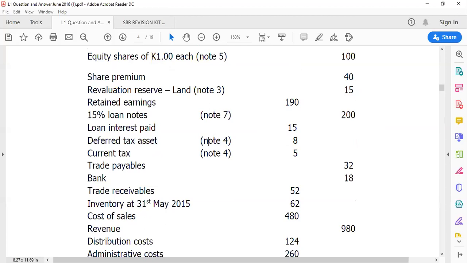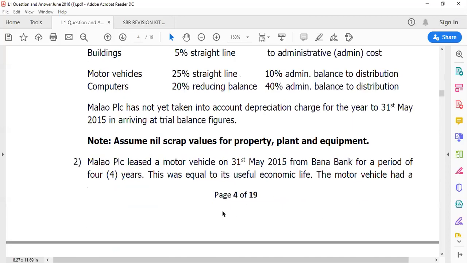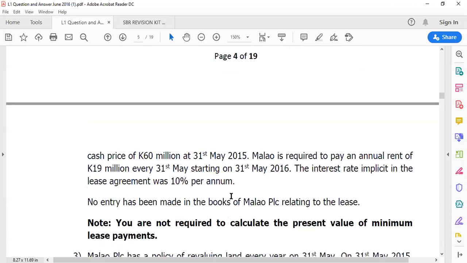Make them. But no, before you do that, I want to show you something else you should look out for before you go anywhere. Look out for the date of the trial balance. See, the trial balance is 31st May 2015. So also check out the reporting date. This is going to help you to identify which ones are free marks and which ones are not free marks.